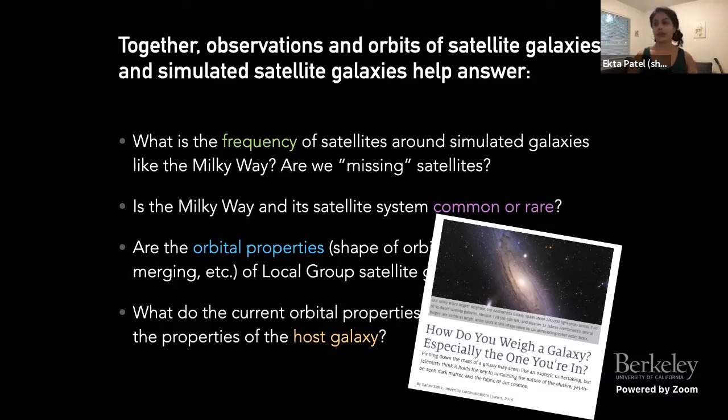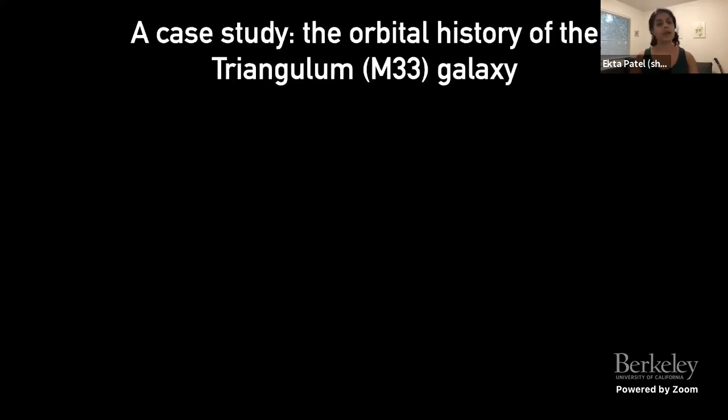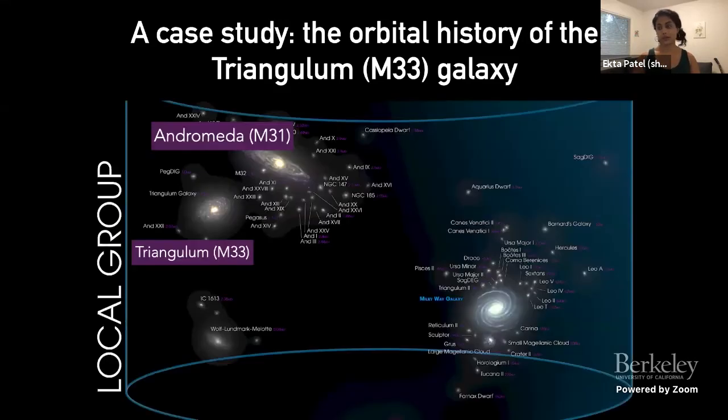Okay, so finally to end, I just want to show you a quick case study, a more specific case rather, of some of the questions that I've shown here. So what we'll look at is the orbital history of the Triangulum galaxy. As a quick reminder, if we go back to the schematic again, we have the Andromeda galaxy over here, and Triangulum, or M33, is this galaxy here, which is another spiral. It is a satellite galaxy of the Andromeda galaxy.